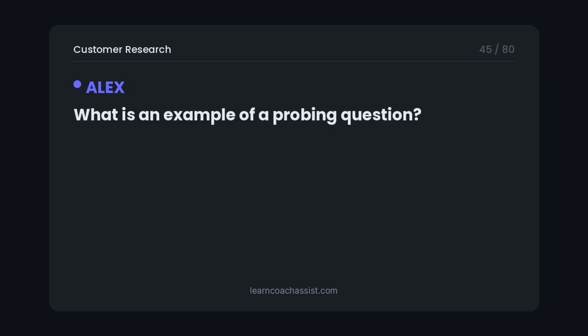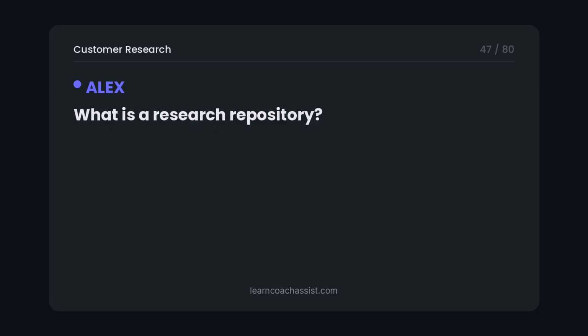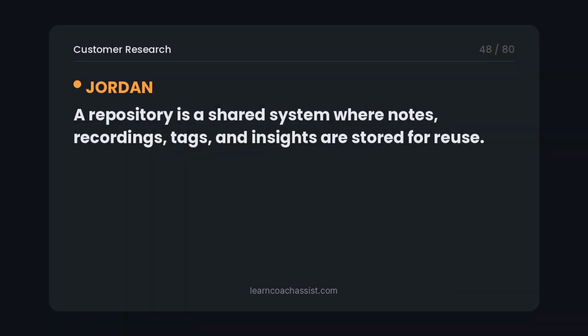What is an example of a probing question? What made that difficult, or what happened next? What is a research repository? A repository is a shared system where notes, recordings, tags, and insights are stored for reuse.